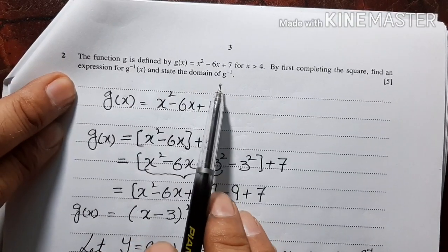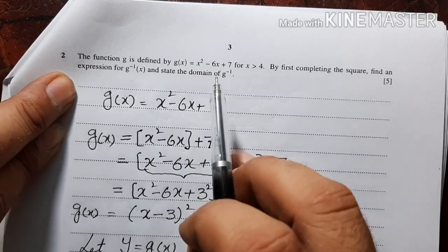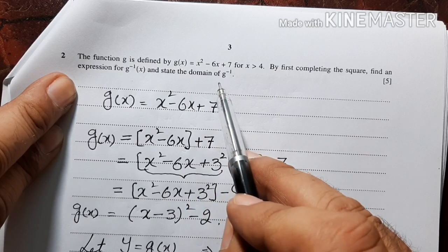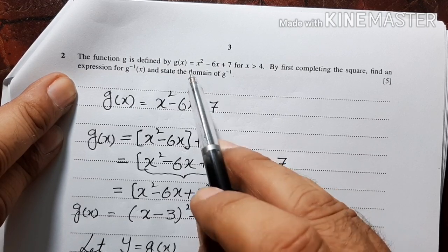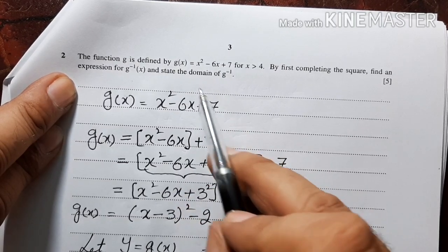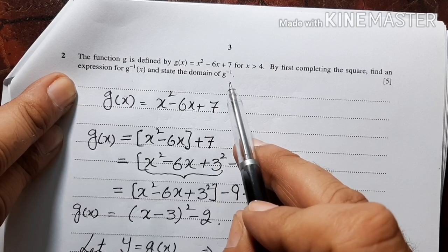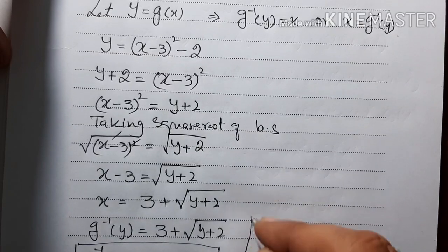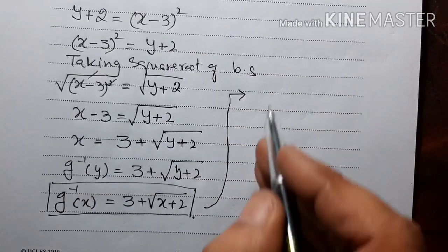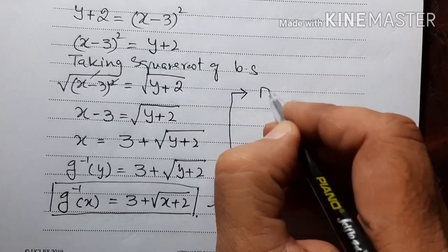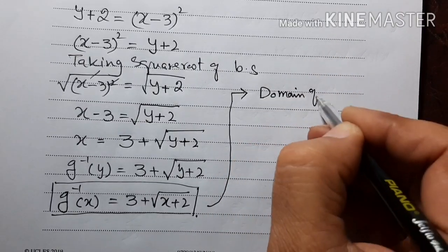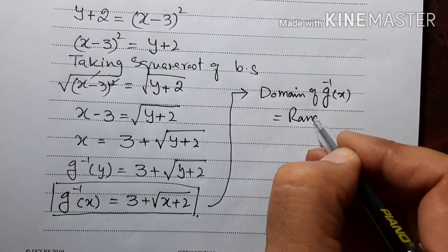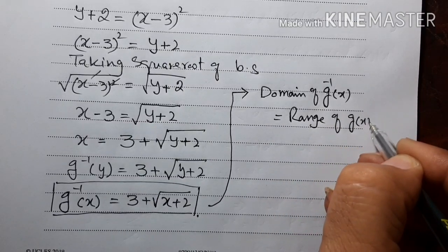Now I have to find the domain of g inverse. As you know, the domain of g inverse is actually the range of g, because g and g inverse are opposites of each other. So the domain of g inverse x is actually the range of g(x).